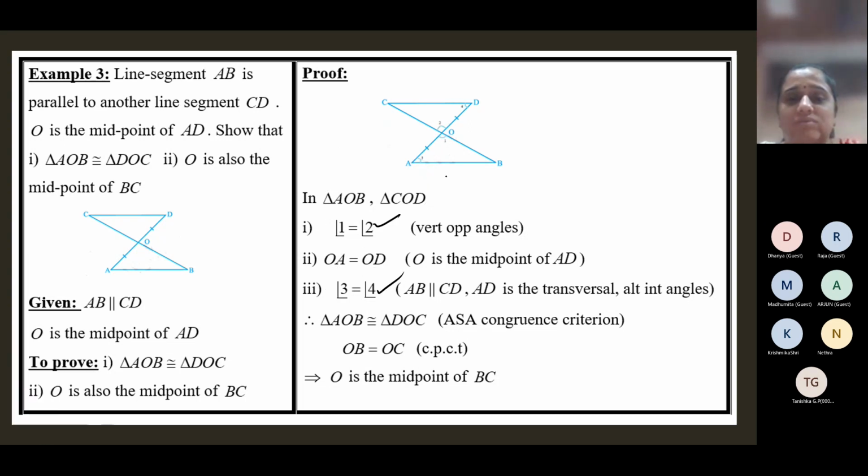Angle 2 and angle 4. See, this is 2 and this is 4. For angle 2 and angle 4, OD is the included side. So clearly it is two angles and the included side. ASA. See here, angle, side, angle. Two angles and the included side.